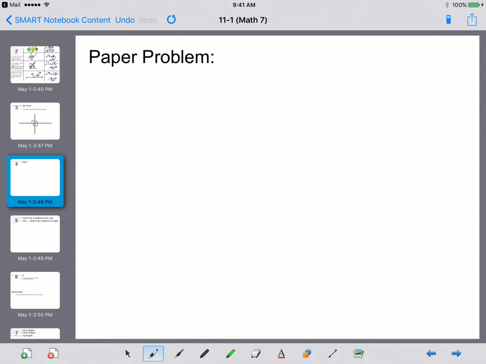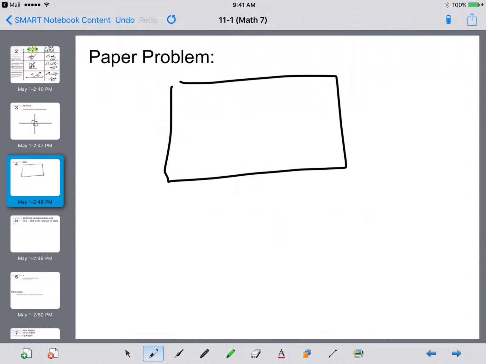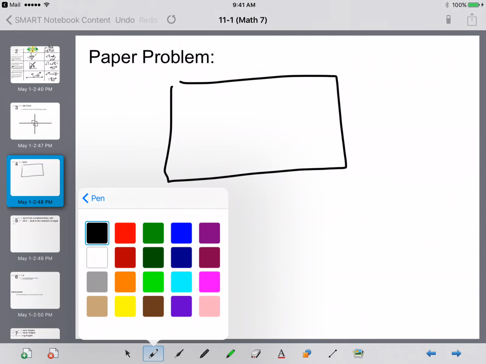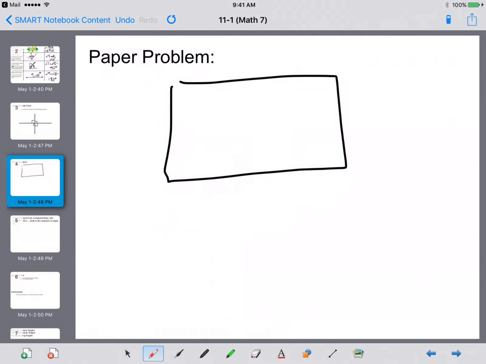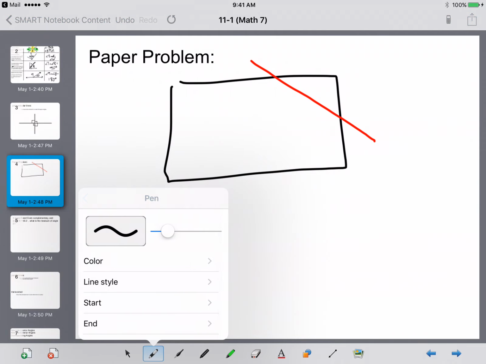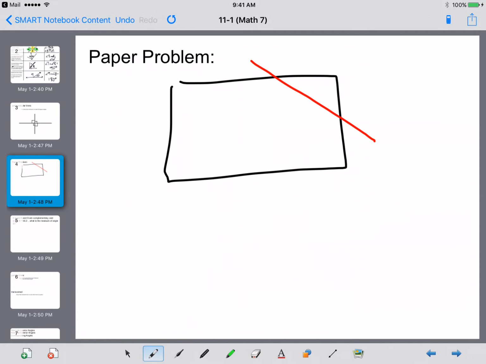Now we have the paper problem. So in this problem, we have a piece of paper. Say that looks nicer than it is. We cut off a corner of this paper. So we'll change our color here to red. And boom, we slice that corner off. Now we have two different angles where we cut that piece off. We have an angle here, and we have an angle there.